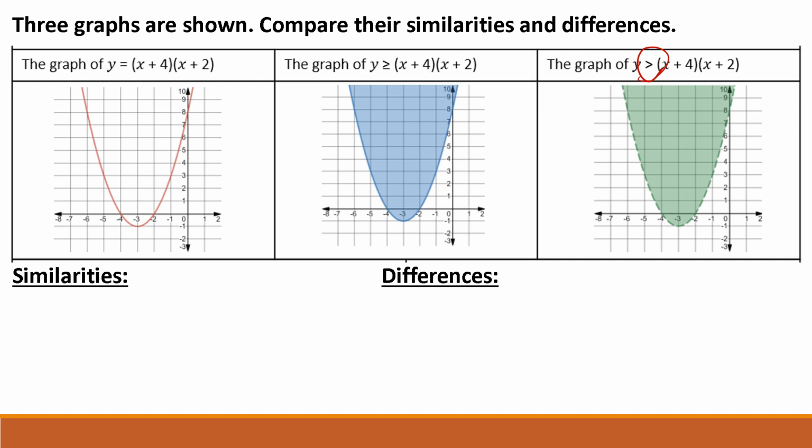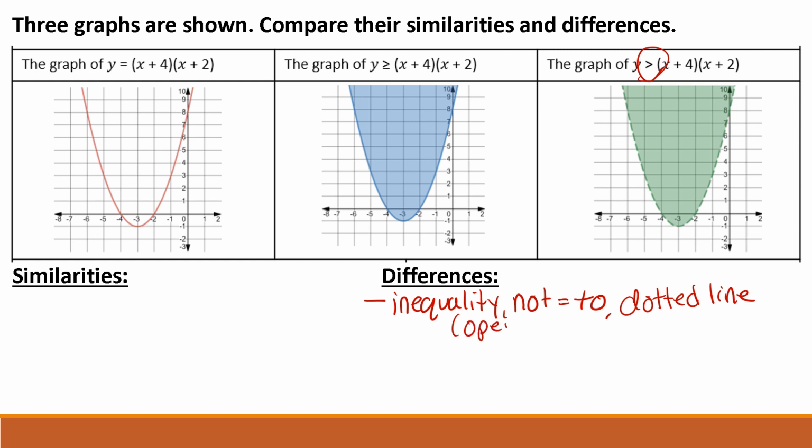So, okay, we noticed that, I guess it's one of our differences. If it's an inequality that's not equal to, then we have a dotted line. And like Austin said, that would kind of be an open circle on our number line. Okay, anything else we notice? Similarities, differences?